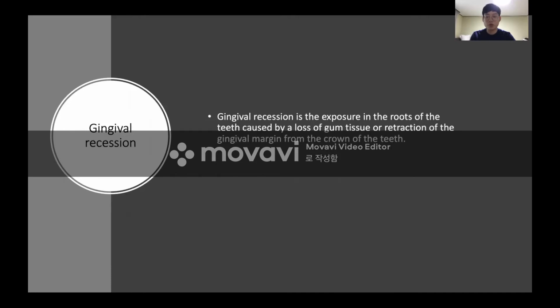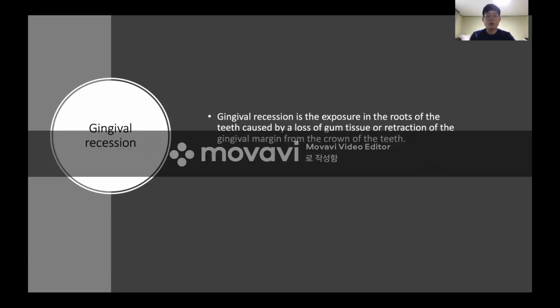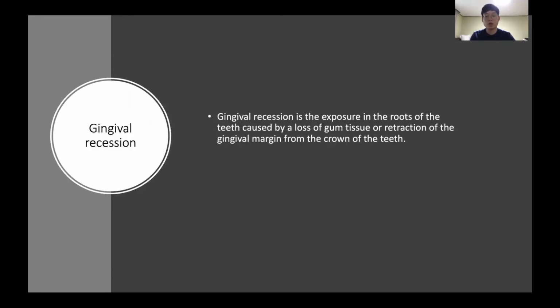Gingival recession, also known as receding gums, is the exposure in the roots of the teeth caused by a loss of gums tissue and or retraction of the gingival margin from the crown of the teeth. Gum recession is a common problem in adults over the age of 40, but it may also occur starting from the age of a teenager or around the age of 10.